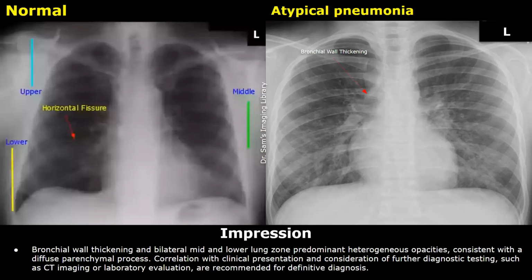This is the impression: bronchial wall thickening and bilateral mid and lower lung zone predominant heterogeneous opacities, consistent with a diffuse parenchymal process. Correlation with clinical presentation and consideration of further diagnostic testing, such as CT imaging or laboratory evaluation, are recommended for definitive diagnosis. This case was later confirmed as atypical pneumonia.